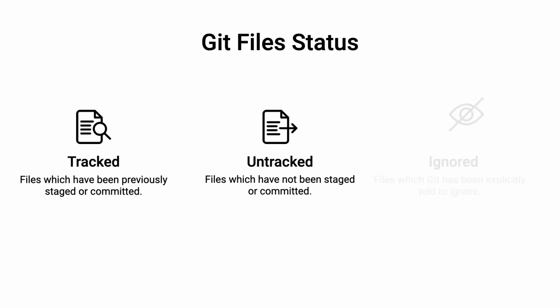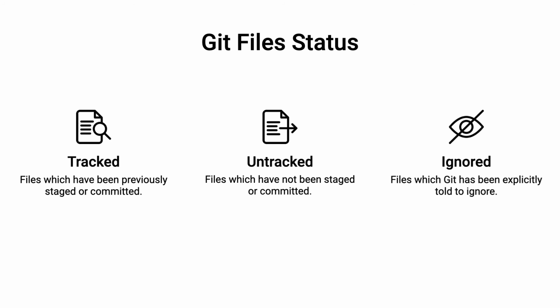Git considers every file in your working copy as one of three things: tracked, untracked, and ignored. Tracked refers to files which have been previously staged or committed. Untracked refers to files which have not been staged or committed. And ignored refers to files which Git has explicitly been told to ignore.